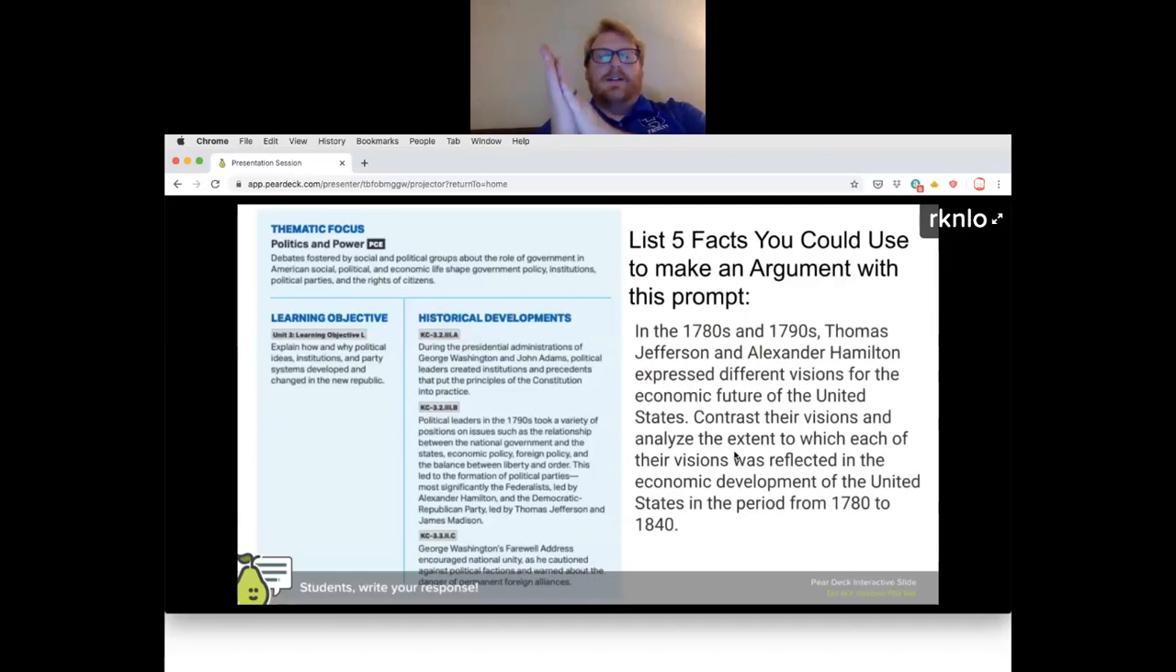Our next thing is once you have the Constitution, you establish a new government. The first two presidents, George Washington and John Adams, will be from what we call the Federalist side of the aisle. And you see the creation of new political parties. Now here, I want you to list 5 facts you could use to argue this prompt. So what are 5 facts that relate to this prompt? In the 1780s to 1790s, Thomas Jefferson and Alexander Hamilton expressed different visions for the economic future of the United States. Contrast their visions and analyze the extent to which each of their visions was reflected in the economic development from the period 1780 to 1840.